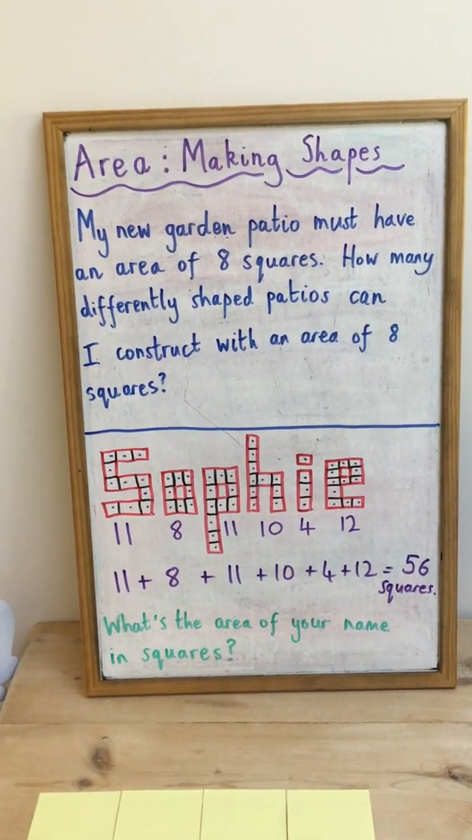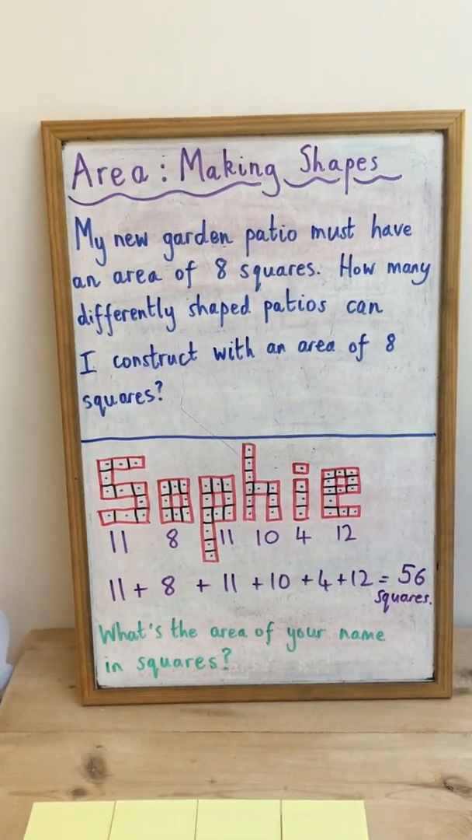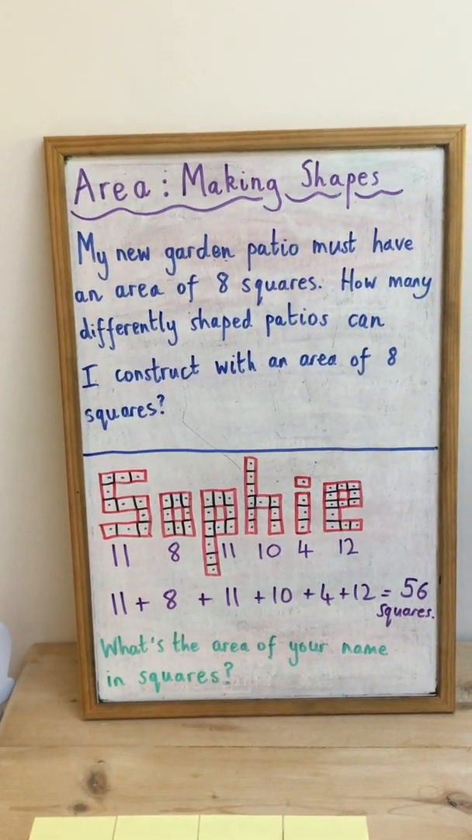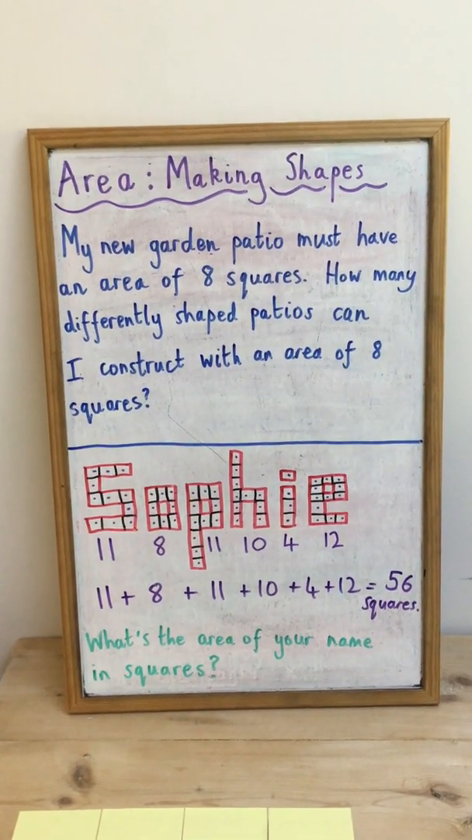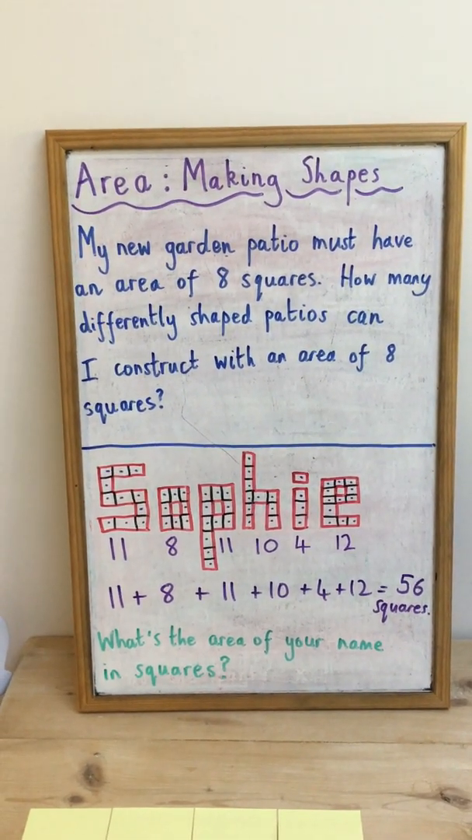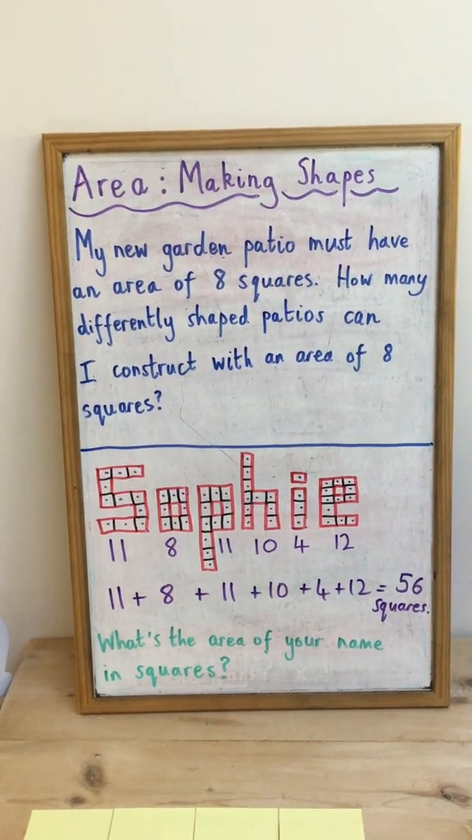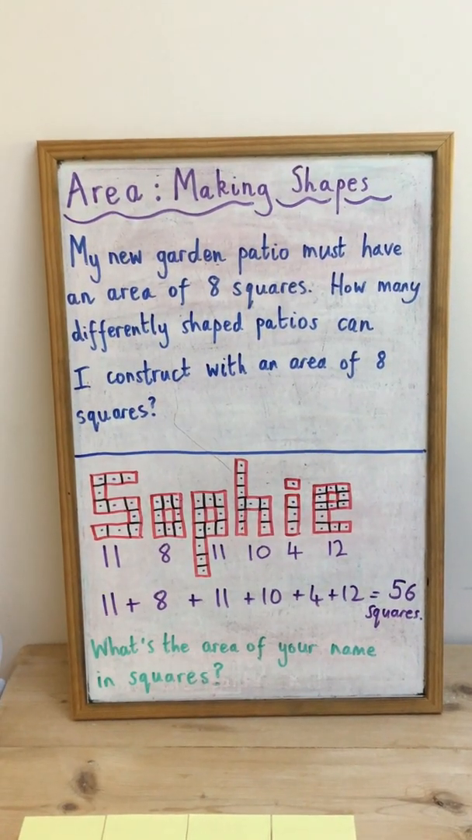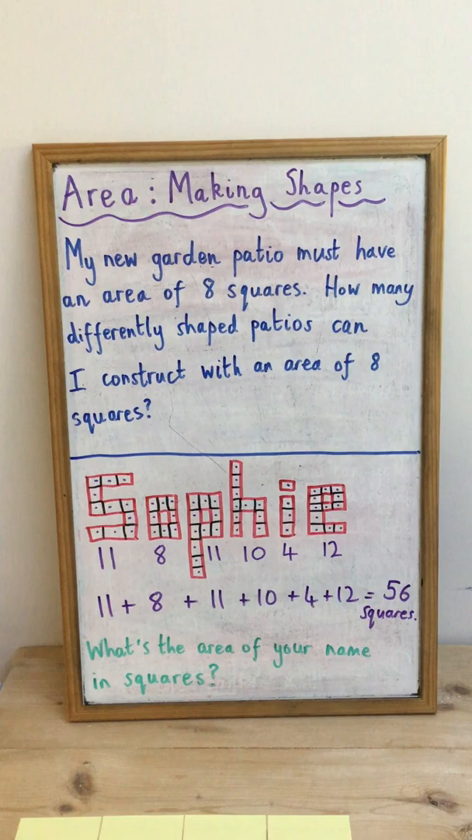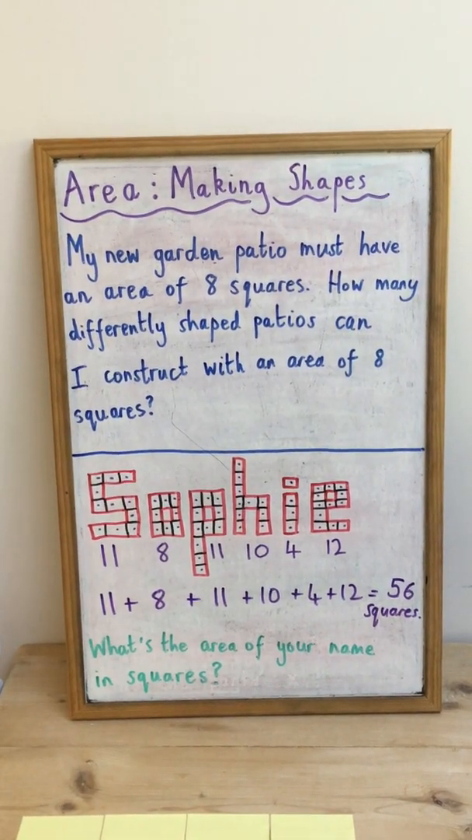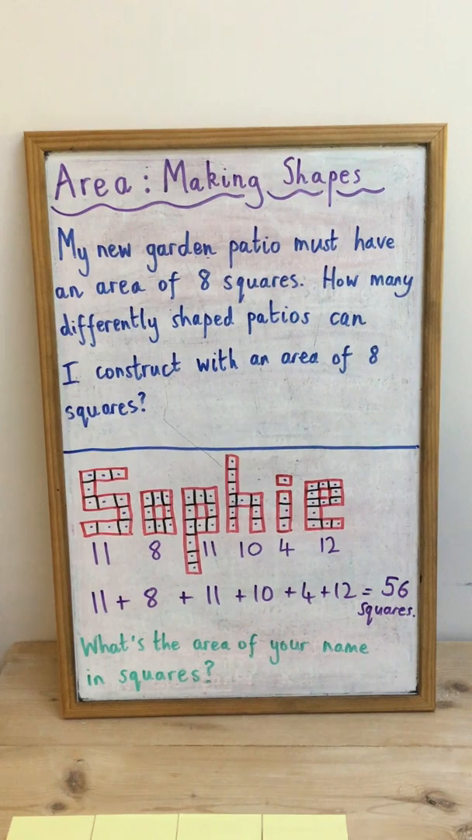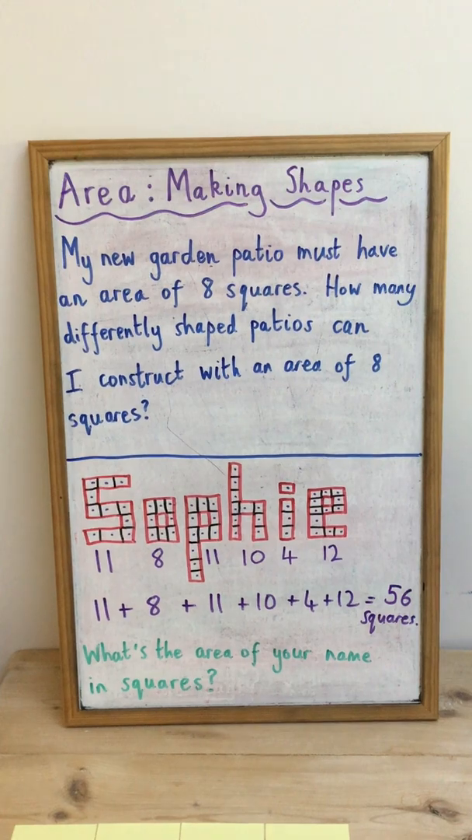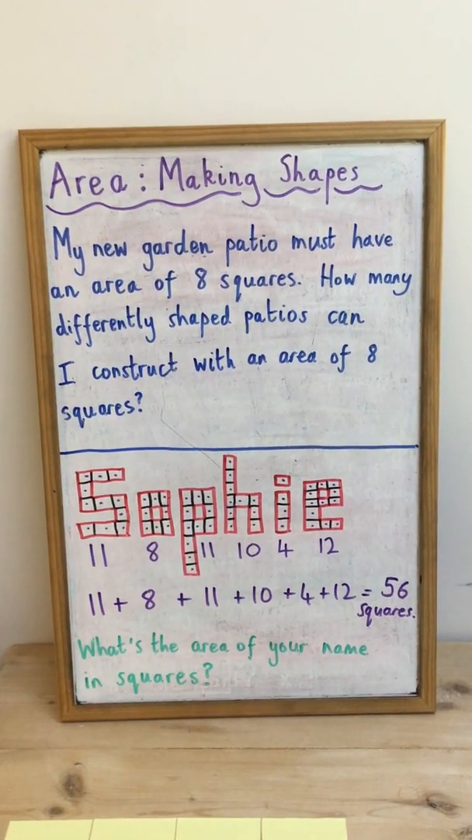So what I did was I split each letter up into squares, and then I counted the number of squares that made up each letter. And to make sure that I didn't make a mistake, I put a purple dot in each square to show that I'd counted it. So my S is 11 squares, my O is 8 squares, P is 11 squares, H is 10 squares, I is 4 squares, don't forget the dot on the top of the I, and my E is 12 squares. Then when I added all of those areas together, I found that I had a total of 56 squares that make up my name.